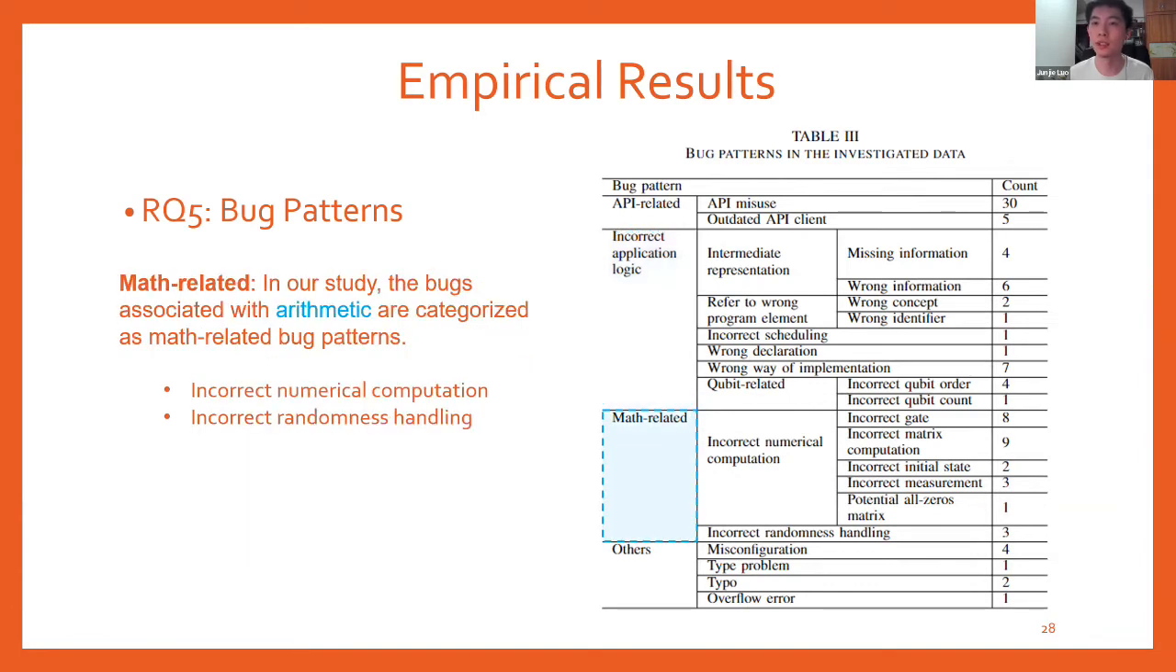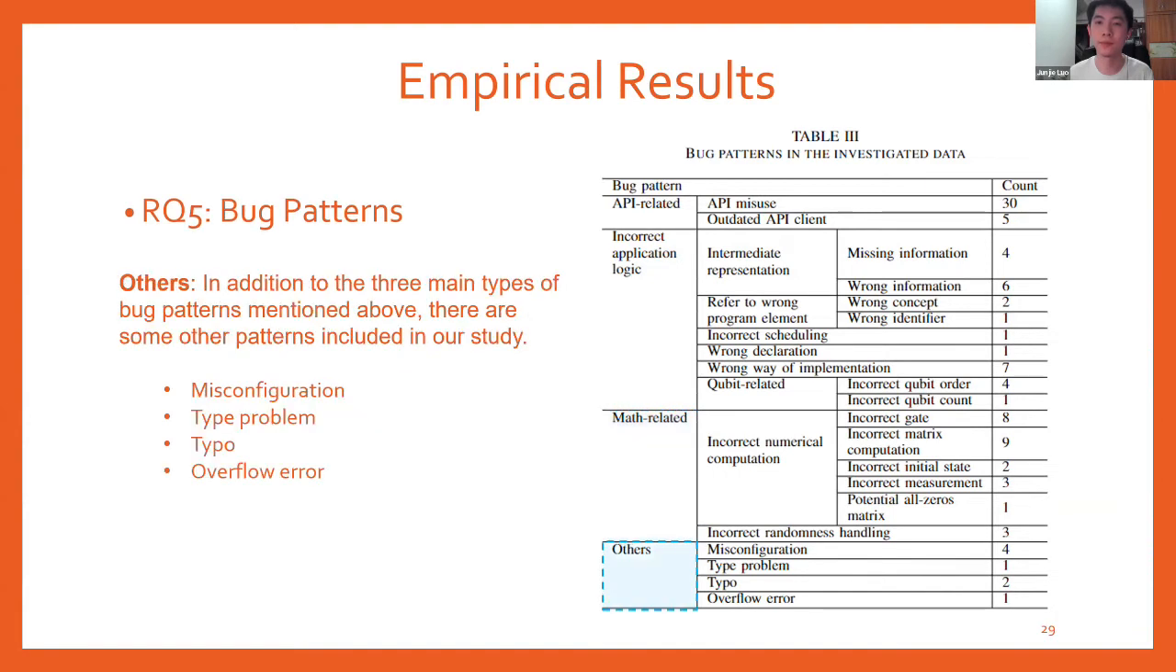In our study, if the developers make an arithmetic mistake, it will be categorized into the math-related bug pattern. And math-related bugs can be divided into 2 subcategories: incorrect numerical computations and incorrect randomness handling. In addition to the 3 main types of bug patterns mentioned above, there are some other patterns included in our study, which include misconfiguration, type problem, and overflow error.